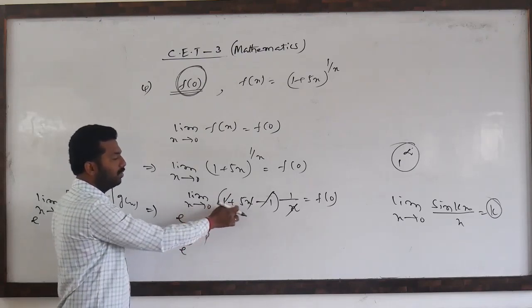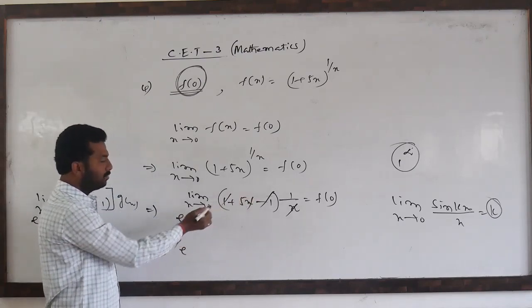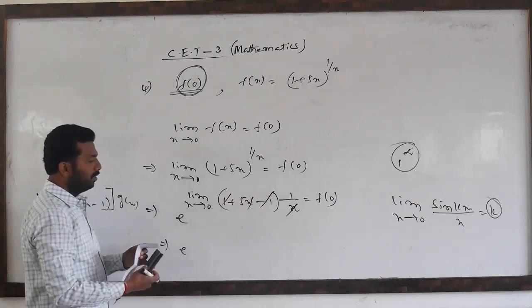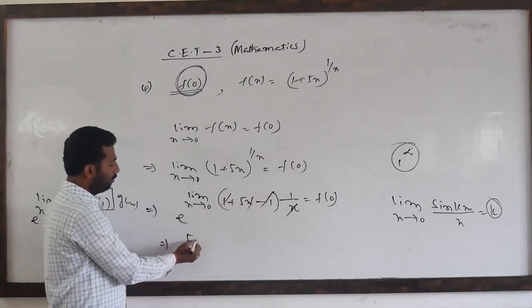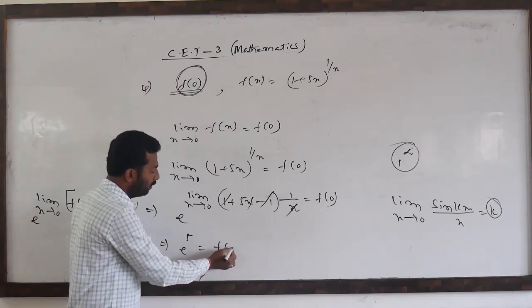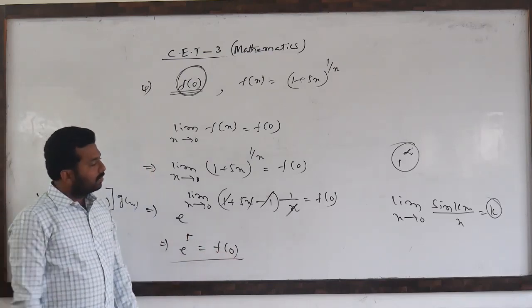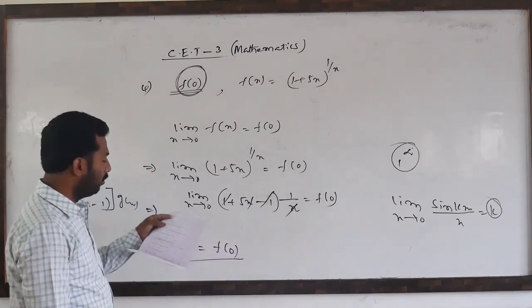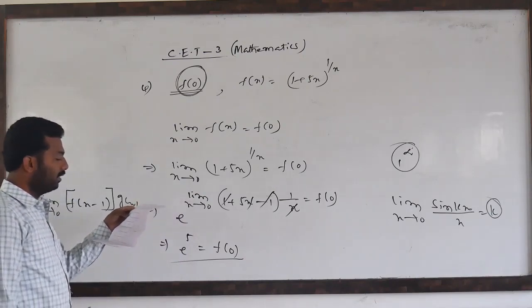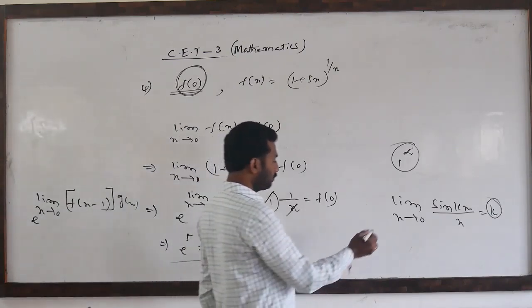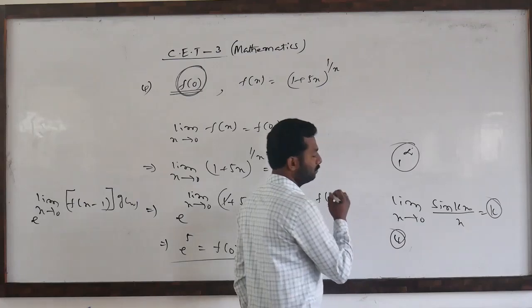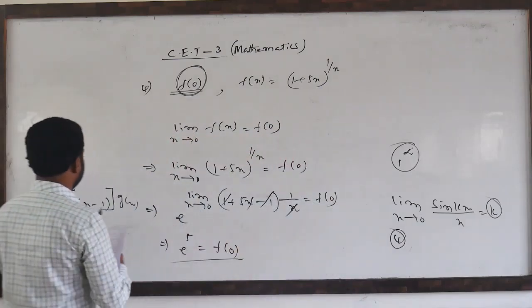Here x tends to 0 means nothing of x remains, so only the constant 5 is there. So e power 5 equals f of 0 on the right side. So the f of 0 value is e to the power 5. So the answer is the fourth option. Next.